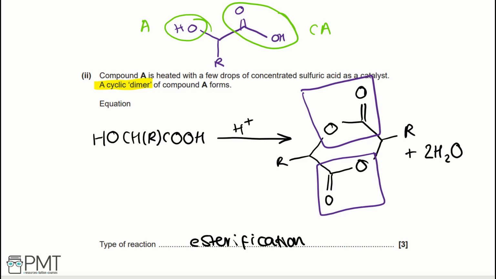To get the 3 marks for this question, we haven't actually finished. We need to balance the equation by writing a 2 here to get our 2 H2O molecules. So again, getting our 3 marks, you get a mark for your basic equation, a mark for getting all of the compounds correct, a mark for balancing it, and a mark for naming the type of reaction and that being correct.